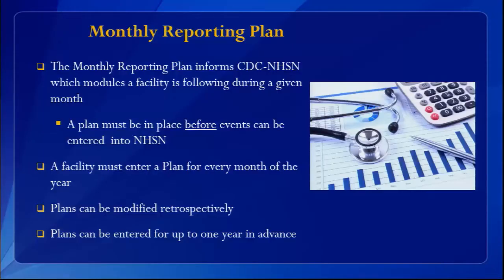A plan can be modified retrospectively. So let's say that you get to the end of the month and you're not following UTIs, but you notice that your facility seems to have a lot of UTIs this month. You can actually put a plan in place, go back to NHSN, do a plan for that month, and go back retrospectively and enter that data if you want to be able to monitor trends. So that's a nice feature. And then you can also enter your plans for up to 1 year in advance, which is another nice feature.